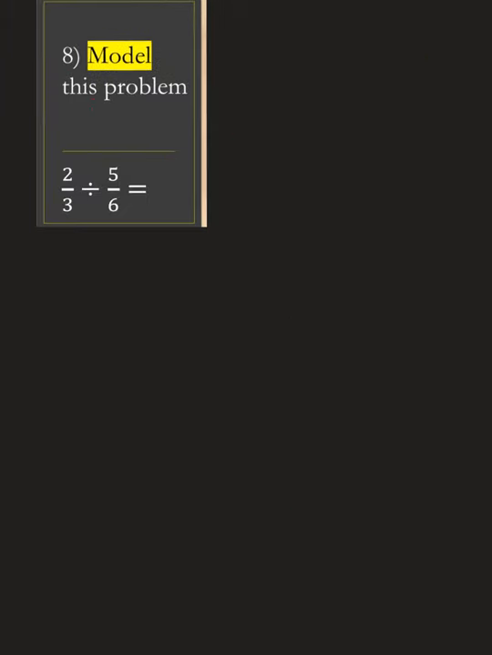All right, number 8 is a modeling problem again. We have 2/3 divided by 5/6. First thing we have to do when we have a fraction divided by a fraction is get a common denominator. The way we figure out what our common denominator is for 3 and 6 is by finding our LCM, our least common multiple. So that means I need to list my multiples of 3 and then list my multiples of 6.